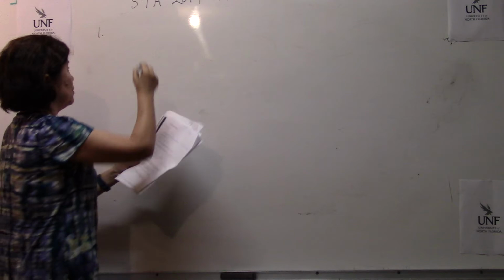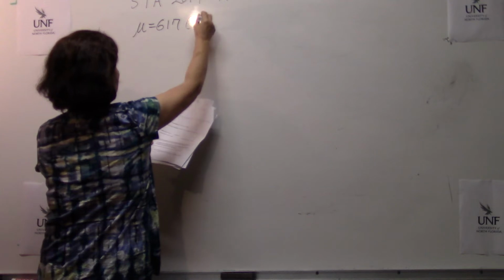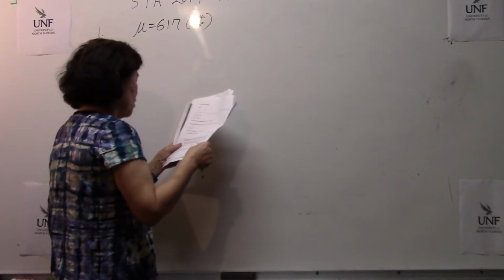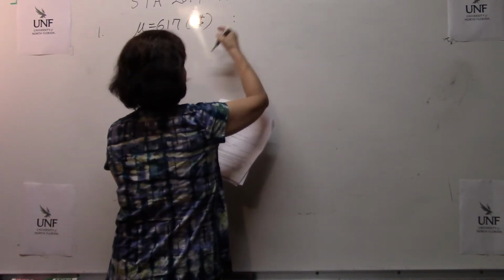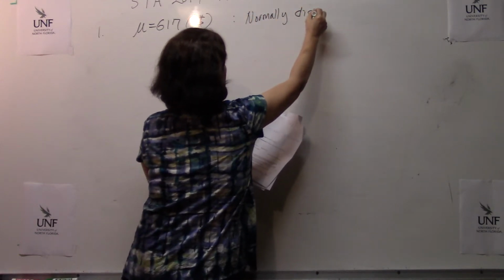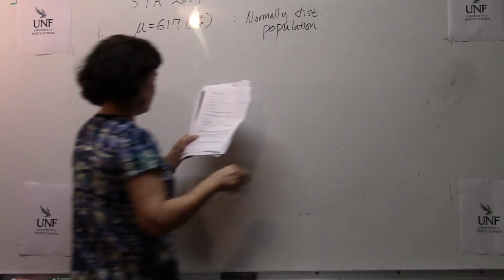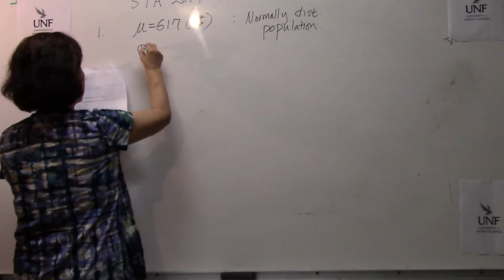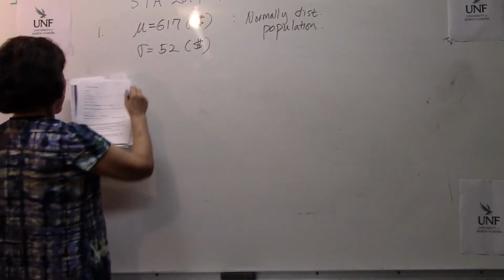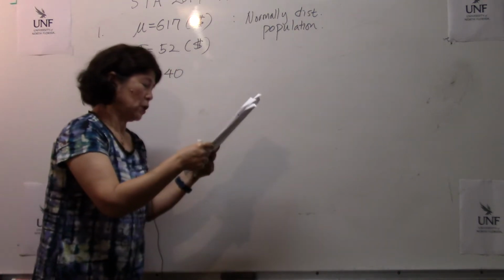Americans spend on average $617 per year for their insured vehicles. Assume the variable is normally distributed. Oh well, this is good news. It's already known for a normally distributed population. And the standard deviation is $52. Now you take a sample of 40, a sample of 40 randomly selected insured vehicle owners.